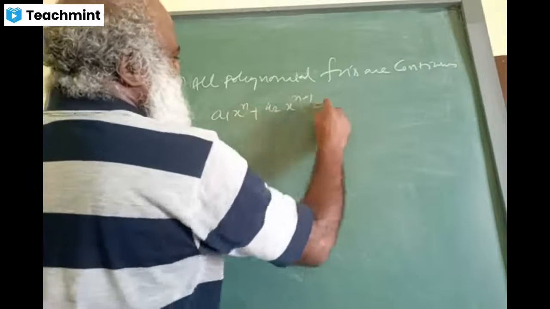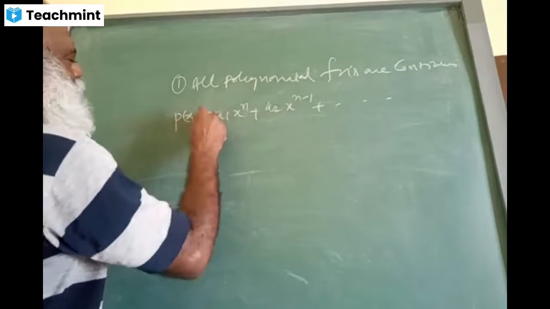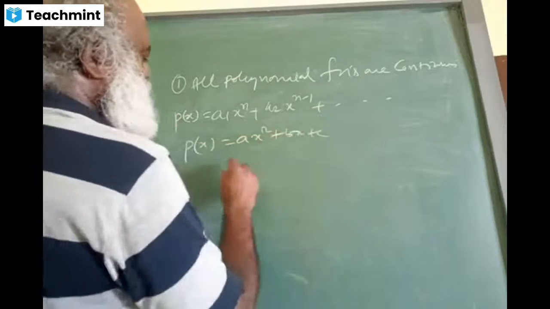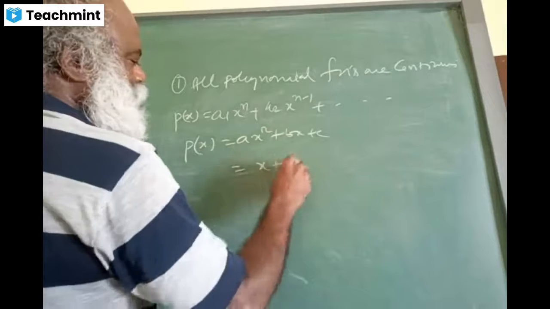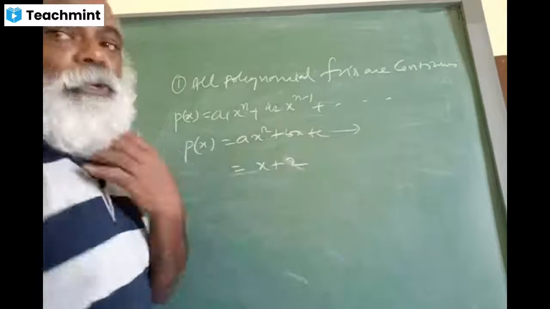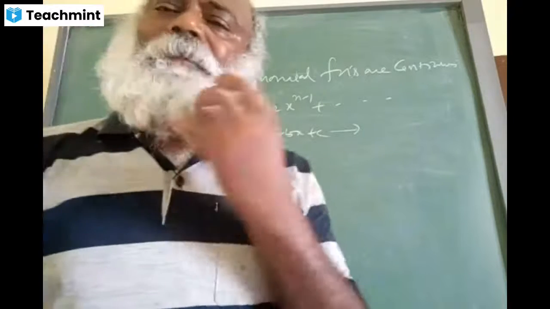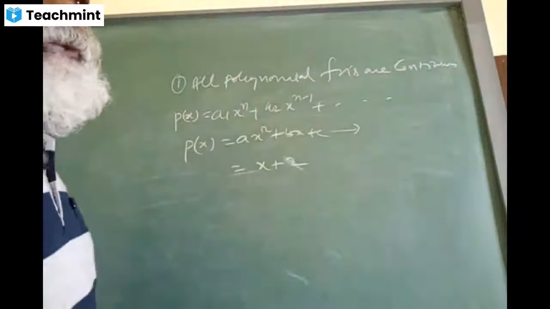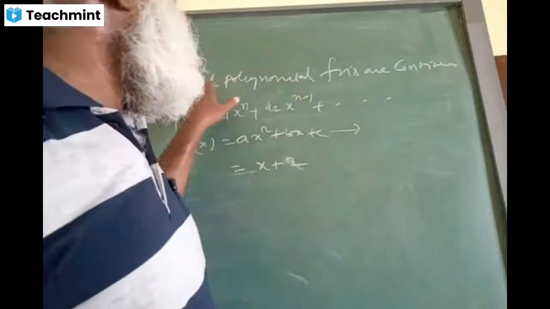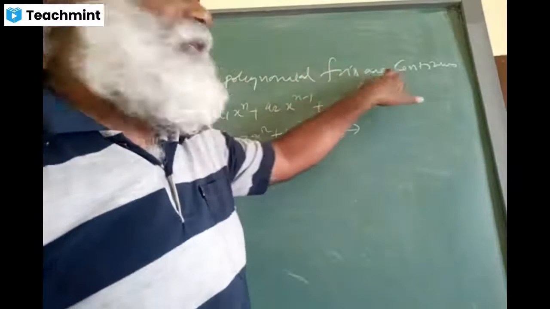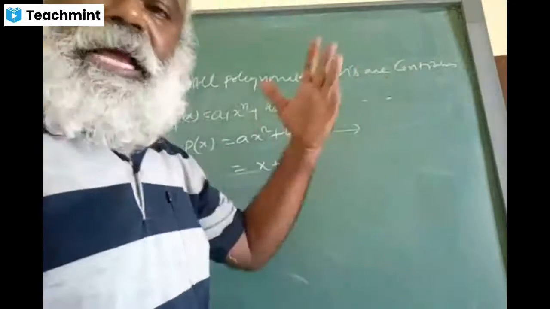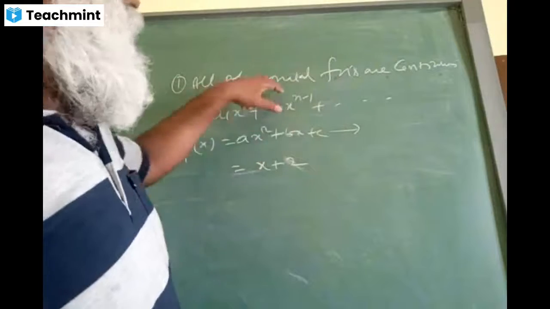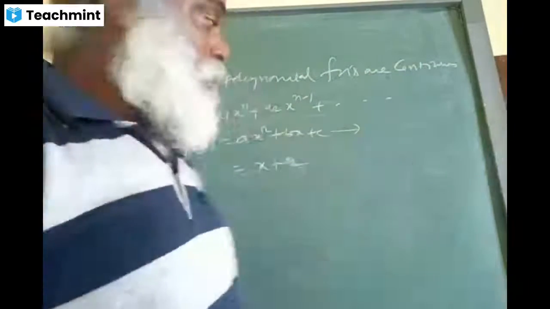x power n minus 1. If you don't know this, why say anything. It is like this: p of x equal to ax square plus bx plus c, or x plus c or x plus 2. Linear polynomial, quadratic polynomial, cubic polynomial. So all polynomial functions are continuous. You need not work on them, you need not use a mathematical definition. You can say this statement here, all polynomial functions are continuous. There is a proof for it, based on that we use it. That's all. Say that by theorem, all polynomial functions are continuous.